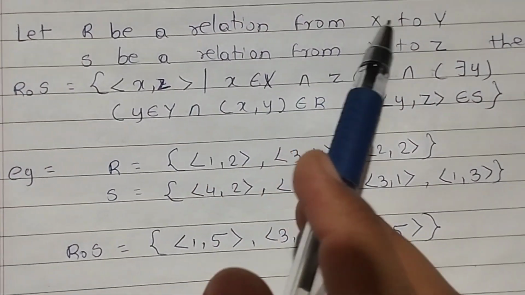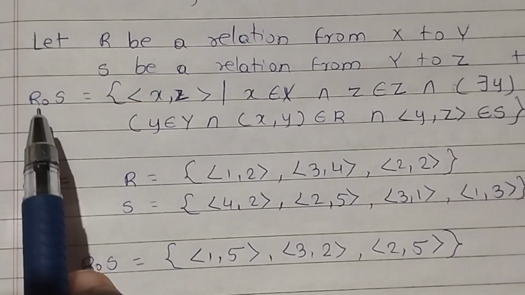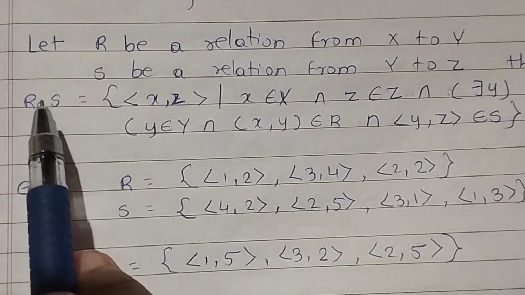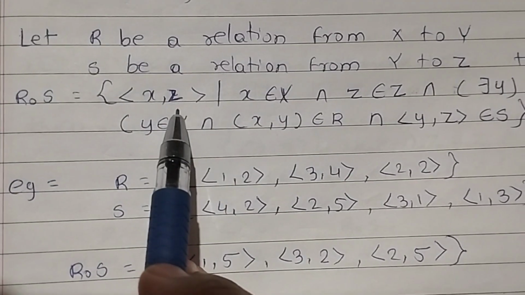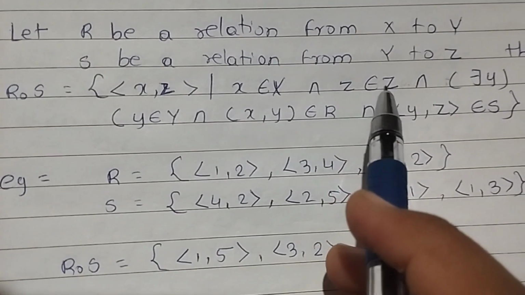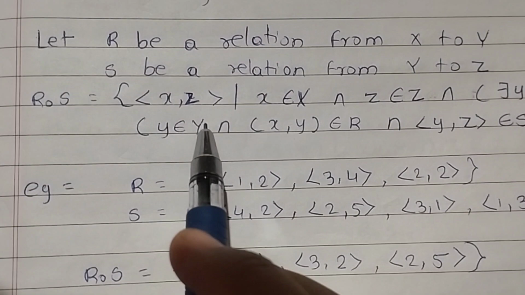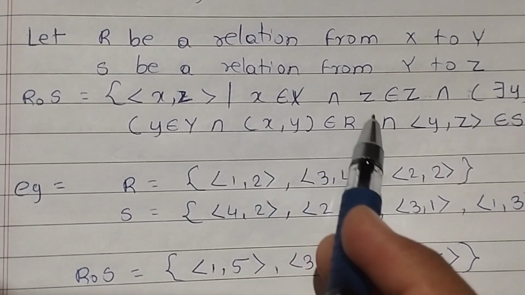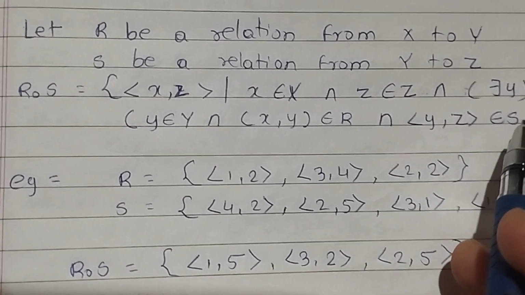Let R be a relation from X to Y and S be a relation from Y to Z. Then R∘S, with the small circle, represents the composition of the relations: the set of pairs (x,z), such that x belongs to X and z belongs to Z, where there exists y in Y such that (x,y) belongs to R and (y,z) belongs to S.